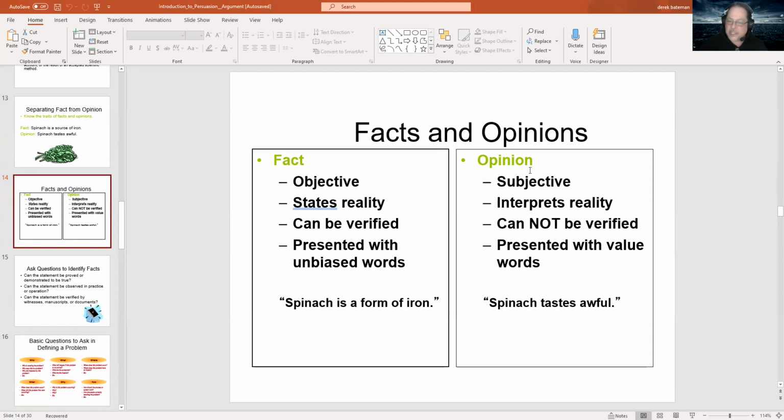Whereas an opinion is subjective. It's an interpretation of reality that cannot be verified. And it's usually, and this is where you must be careful, presented with value words. Okay? You don't want to use the value words. You want your audience to come to the conclusions of the value of your interpretation. Demonstrate how it is valuable. Don't use those value words.